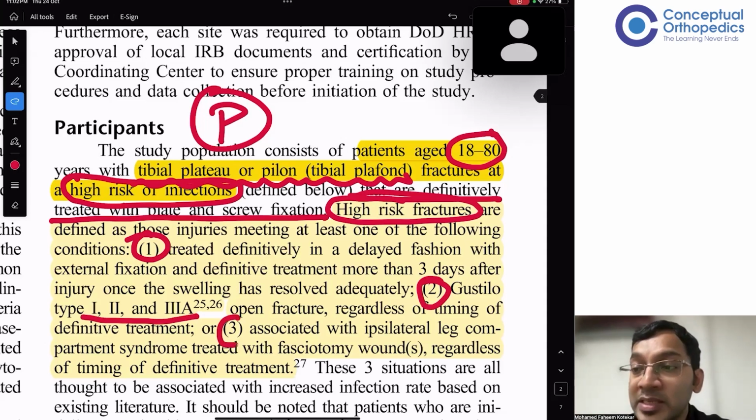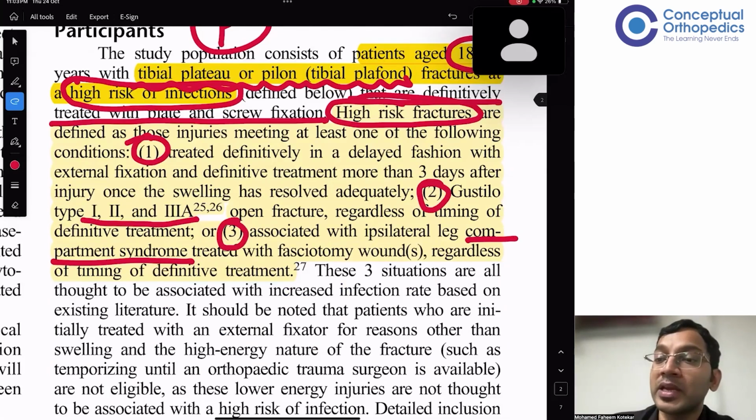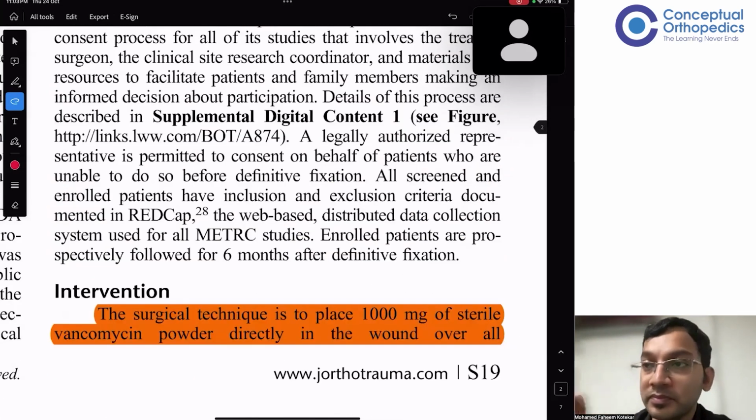And the last one is any pylon or plateau fracture which is associated with a compartment syndrome of the same leg. Okay, so these are your high risk. So they have described everything that you are supposed to know when you are trying to recruit patients for this study. Okay, then they describe what the intervention is going to be.